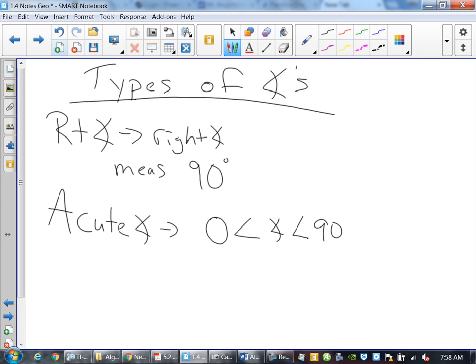Notice it's not equal to, because if it equaled 0, would it be an angle? No. You'd have a segment. Well, we can get into the specifics. It gets weird. So an acute angle, they call it acute because it's little. Then you have bigger than 90 degrees.